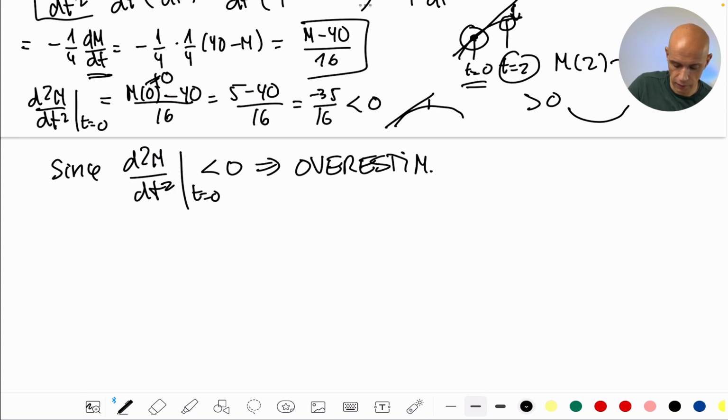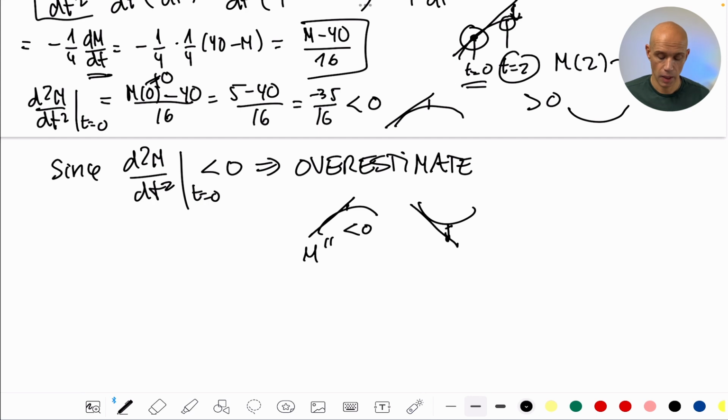End of the story. You don't need to, but just do your drawing, and with the drawing you will find easily if it's an overestimate or an underestimate. So you will see that in this case the second derivative of m was negative. If you would have substituted the point equal to 2, you would have gotten the same result, that is negative. It doesn't change across the point, but you don't really need to do that for AP calculus.